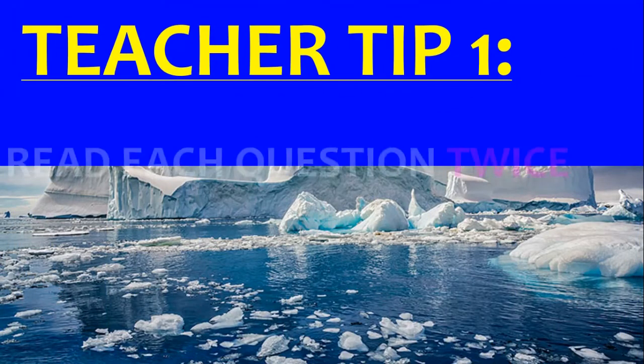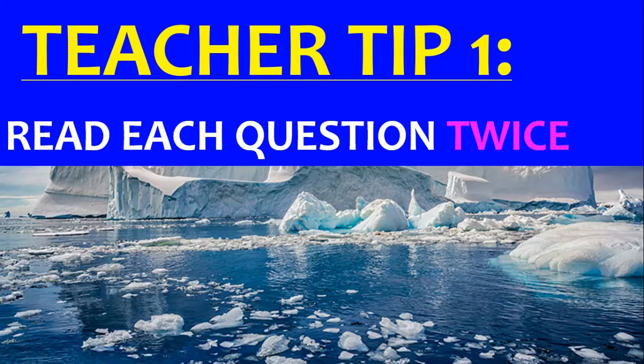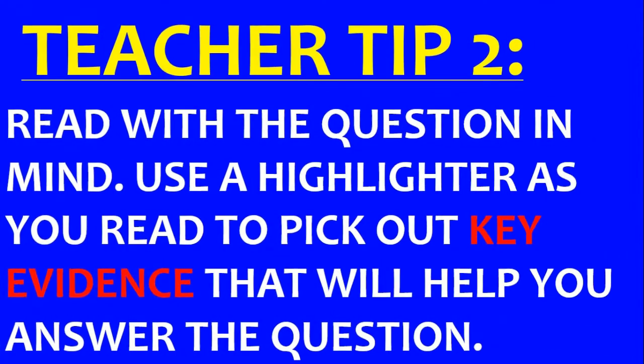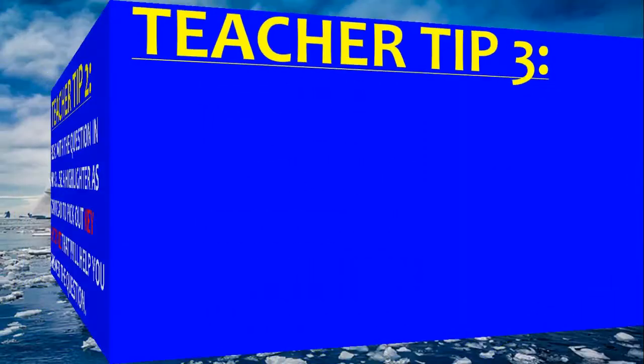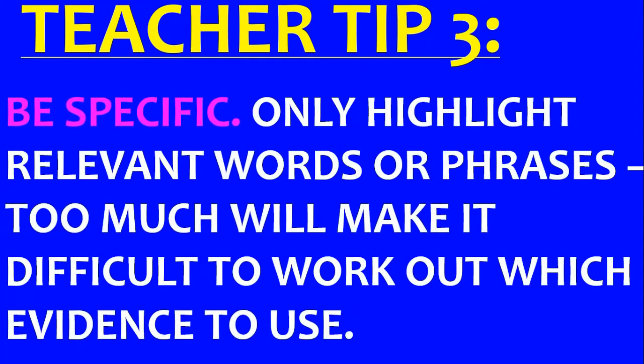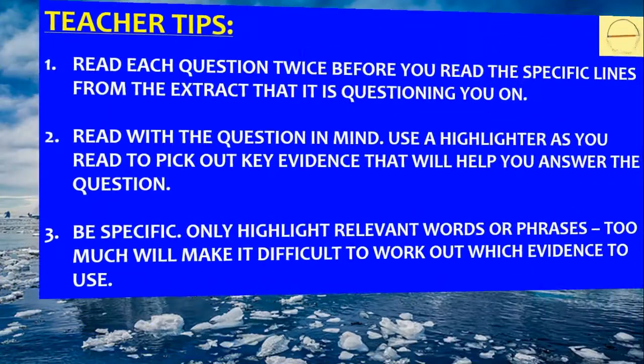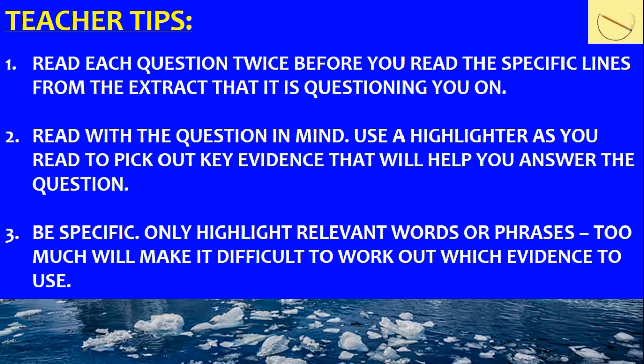Number 1. Read each question twice. I know this seems simple, but a lot of people might get the wrong end of the stick. You might make a mistake about what's needed in the question. So read each question twice. Number 2, read with the question in mind. Use a highlighter as you read to pick out key evidence that will help you answer the question. Teacher tip 3, be specific. Only highlight relevant words or phrases. Too much will make it difficult to work out which evidence to use. And there you go. So pause if you want to write down my teacher tips.